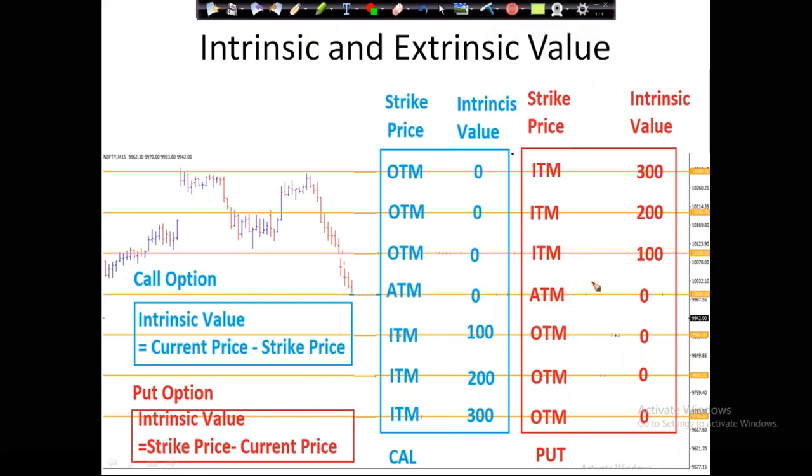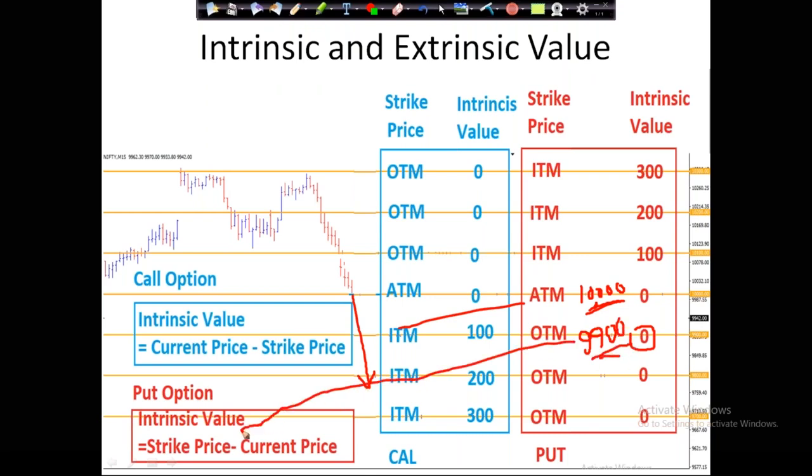Next, another one. Right now, price is running at 10,000, somewhere here. This is the at the money, and we are expecting the price to drop from this area by using a different trading strategy, and I want to buy out of the money. The out of the money current price is running 9,900. All right, I want to buy this strike price. So there is nothing to deduct from strike price to current price. That is why it is zero. This is zero in extrinsic value.